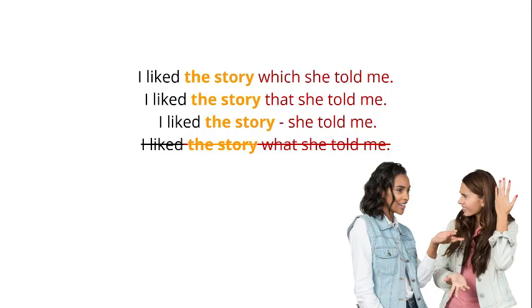So what is what? As I said, what is a nominal relative pronoun, which means it takes the place of the noun and the relative pronoun. So this is how it's used. I liked what she told me. Okay, so you can see the story is incorporated into what. So you can't say the story, what she told me. You can only say I liked what she told me. So it's taking the form of the noun and the relative pronoun together. Okay, so be careful with what.